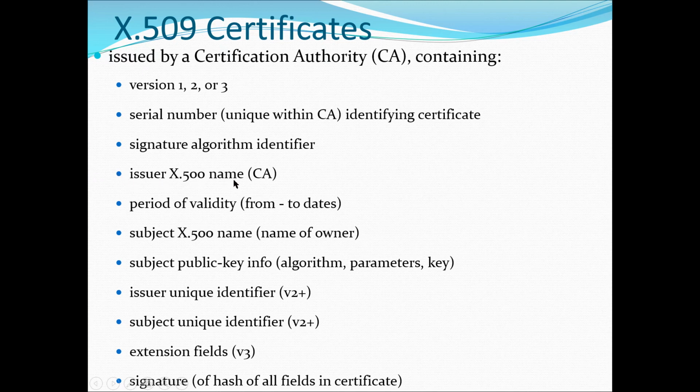इश्यूअर X.500 नेम, सीए का नाम, कौन इशू करने वाला है, उसकी वैलिडिटी स्टार्टिंग से कब तक होगी और कहाँ तक होगी, डेट्स कितने दिनों के लिए वैलिड होगा. उसके बाद नेम ऑफ द ओनर, कौन है, who is the sender side. द पब्लिक की इंफॉर्मेशन जैसे कि कौन सा एल्गोरिदम हमने यूज़ किया है, पैरामीटर्स क्या है, कौन सी की है, all this information. उसके बाद यूनिक आइडेंटिफायर है, सब्जेक्ट यूनिक आइडेंटिफायर है इशूअर का और सब्जेक्ट का. एक्सटेंशन फील्ड है जो नॉर्मली V3 में ही यूज होते हैं, वर्जन 3 में. और लास्ट में एक सिग्नेचर वैल्यू that is nothing but a hash value. So all these information is stored or contained in a X.509 certificate.